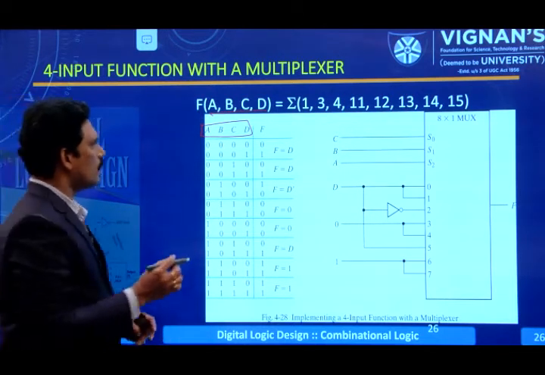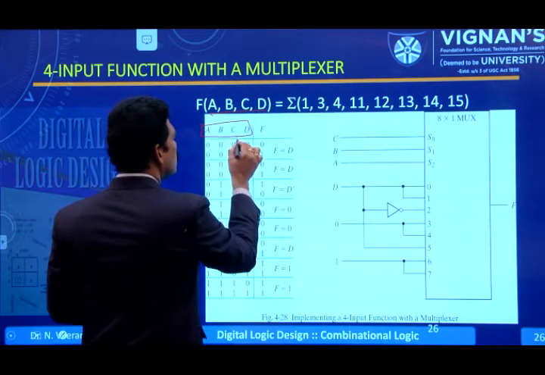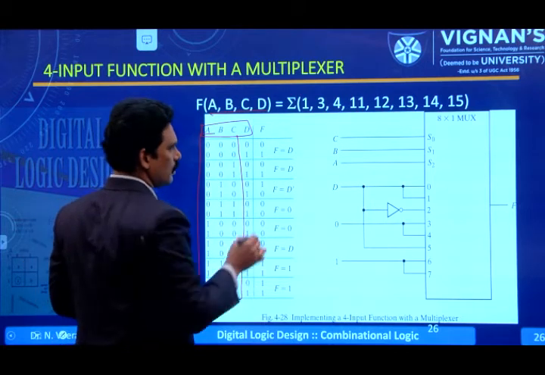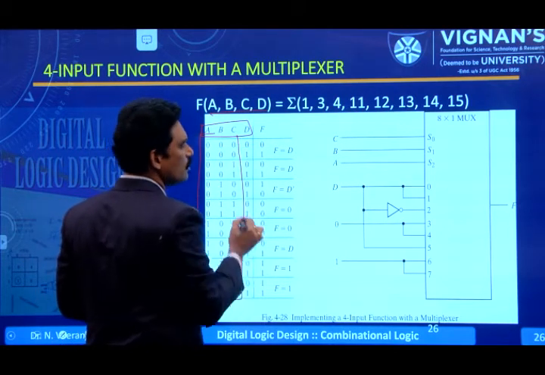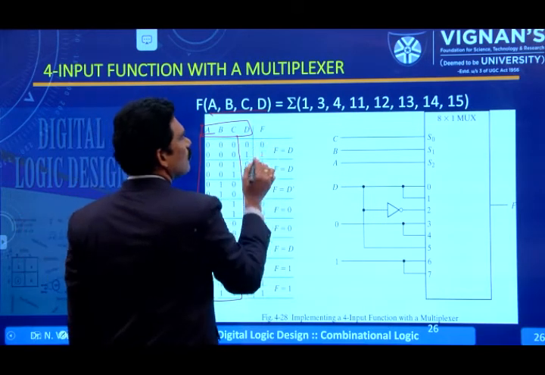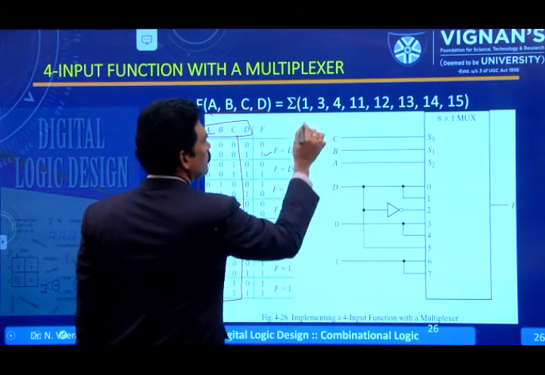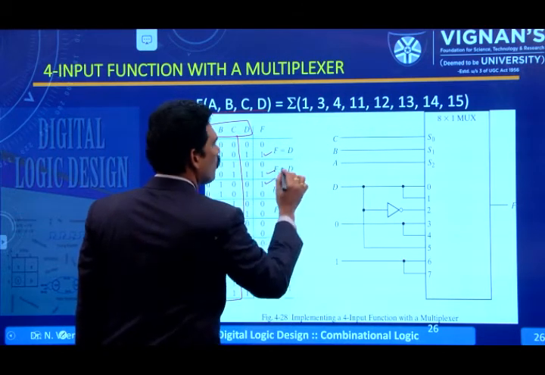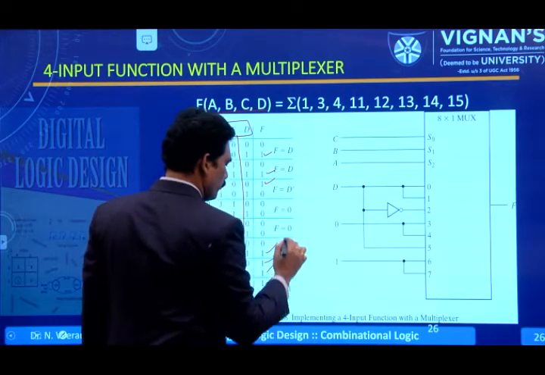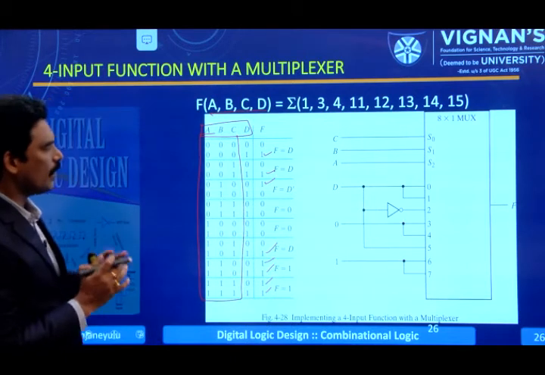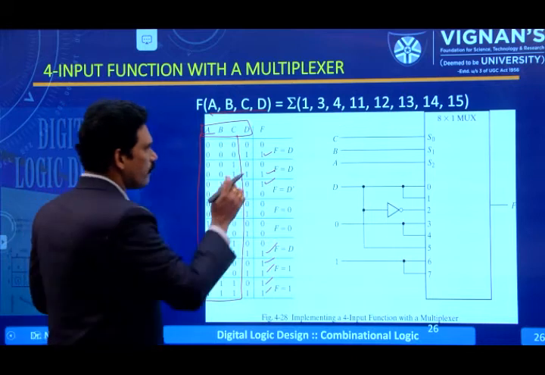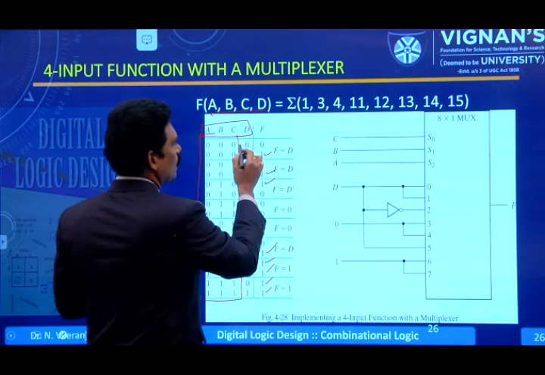Here we are going to consider the first three as selection lines, and this last one we are going to use as input. So, what is f now? F is 1, 3, 4, 11, 12, 13, 14, 15. These are the values of f. Now, f in terms of d.